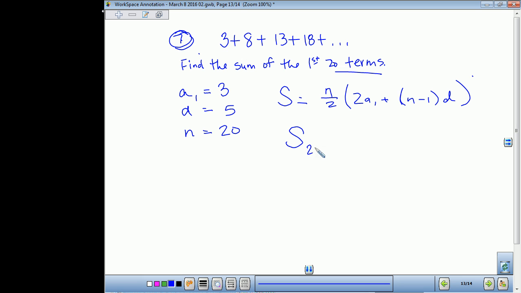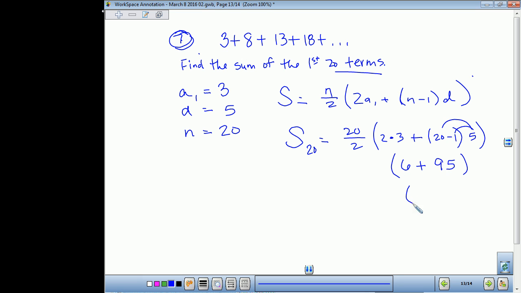So the sum of the first 20 terms is 20 divided by 2, times 2 times the first term plus 20 minus 1 times 5. All right, so this is 6 plus 100 minus 5. And 100 minus 5 is 95. So 6 plus 95 is 101 times 10 is 1010.